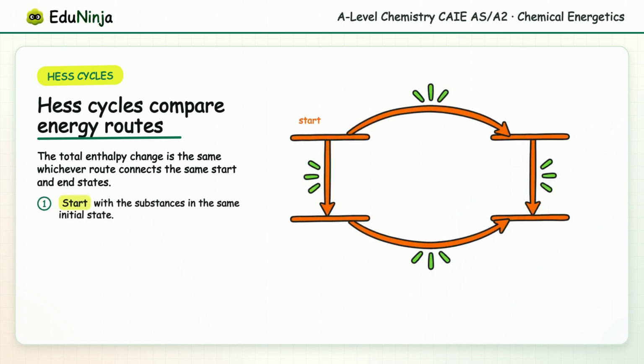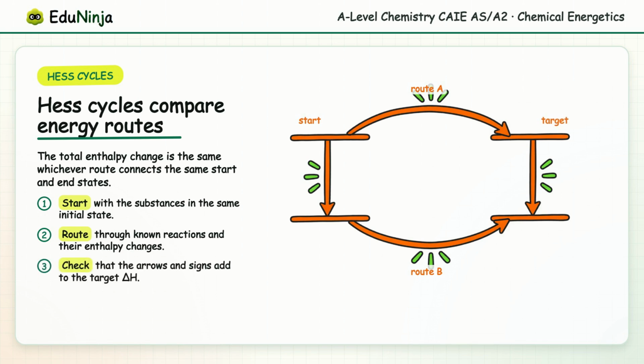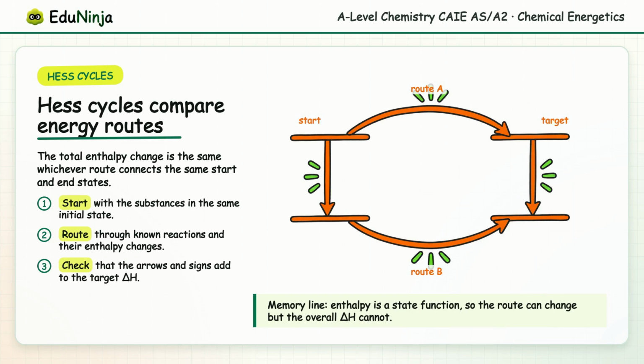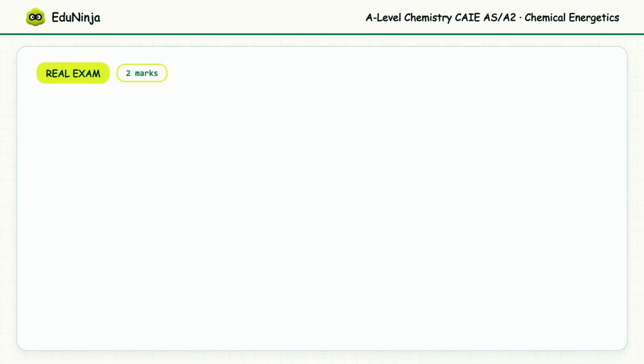Point 1. Start with the substances in the same initial state. This fixes the beginning of the cycle. Point 2. Follow a route through known reactions and their enthalpy changes. Add the values along the route you choose. Point 3. Check that the arrows and signs add to the target delta H. Enthalpy is a state function, so the route can change, but the overall value cannot.